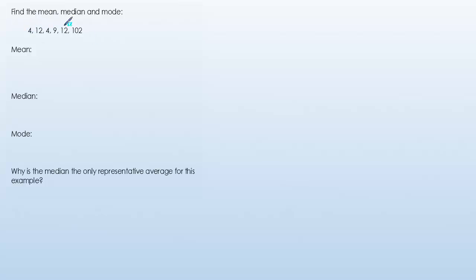We want to find the mean, median and mode for this data. Now we need the data to be in numerical order for the median, and that also helps with the mode as well. So I'm going to do that first. So we've got a 4, then a second 4, then we have a 9, we have a 12, and then 102. So that's 6 pieces of data.